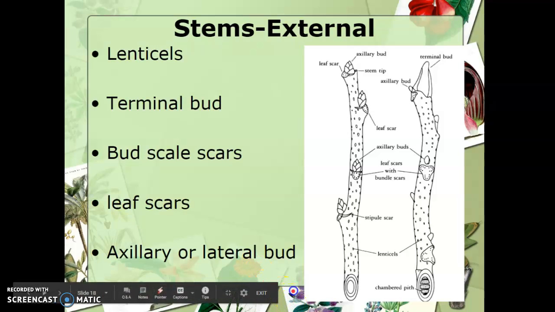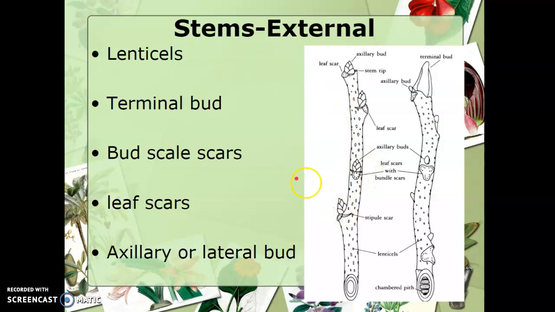We also have what are called axillary buds. Axillary buds are going to be on the sides of the stems usually, and that's where your leaves are coming out of. And then the little stems, if you have a compound leaf, would come from that.